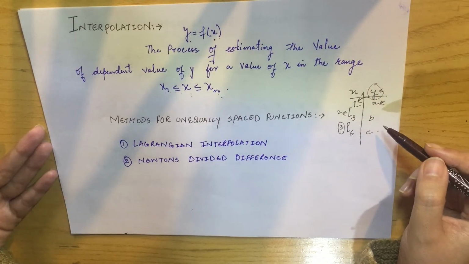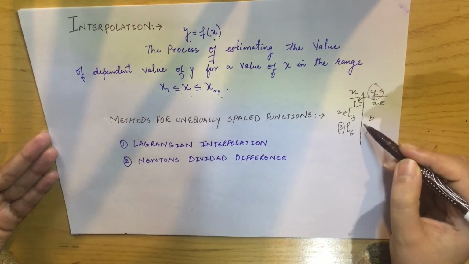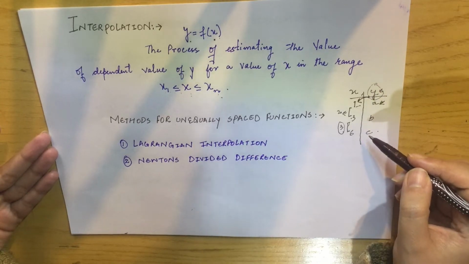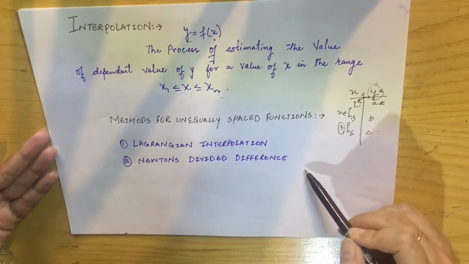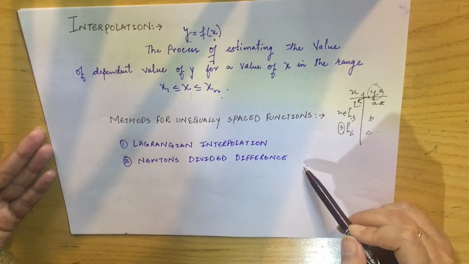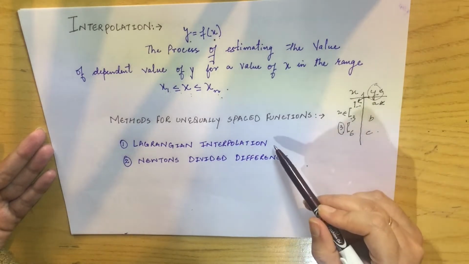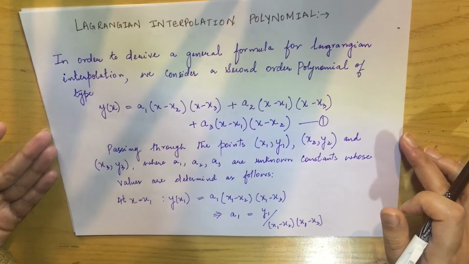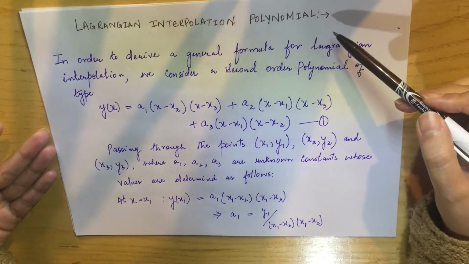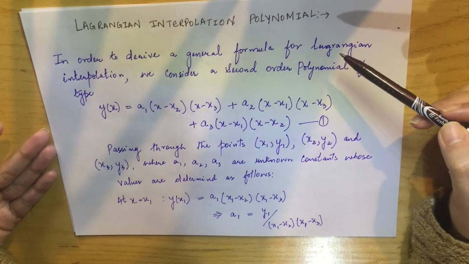So we can say that this is an unequally spaced function. When we try to derive the polynomial for an unequally spaced function, at that time we use two methods. Number one is Lagrange's interpolation. Number two is Newton's divided difference. So today we are going to discuss Lagrange's interpolation. First we will try to derive the polynomial for Lagrange's interpolation.